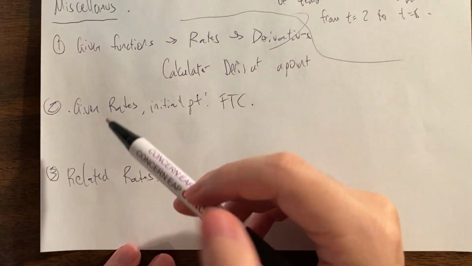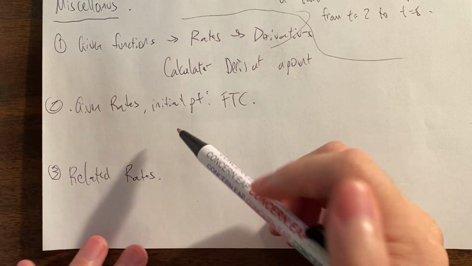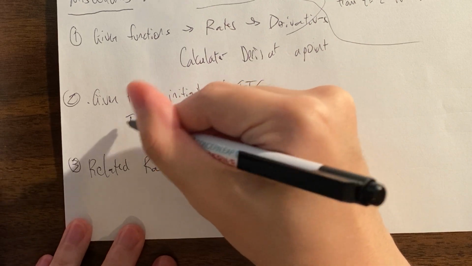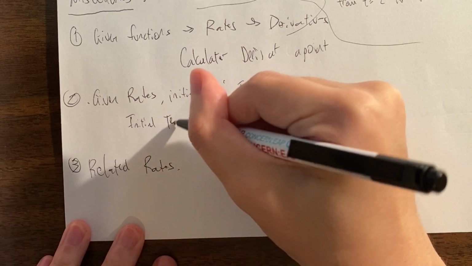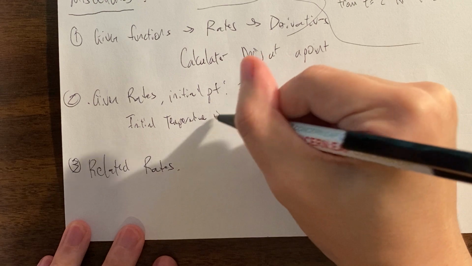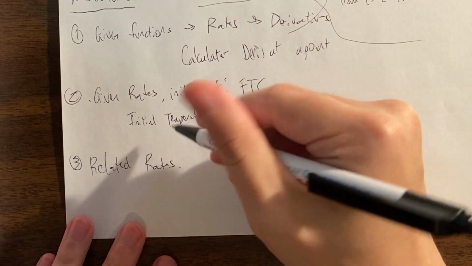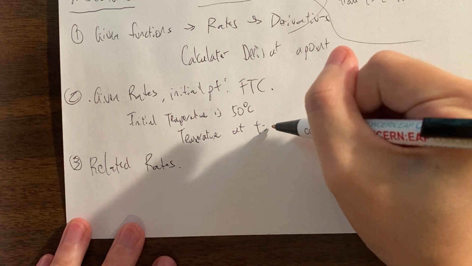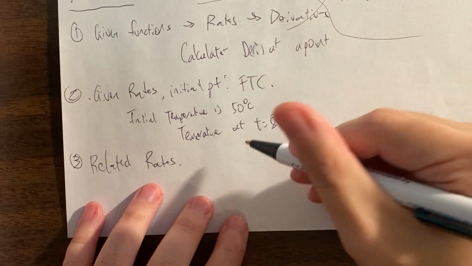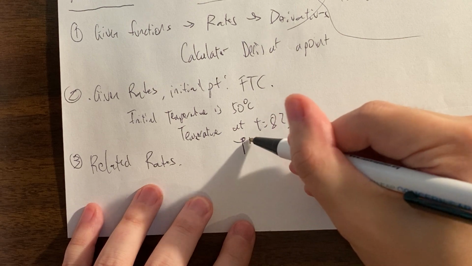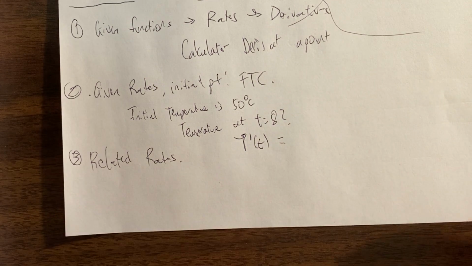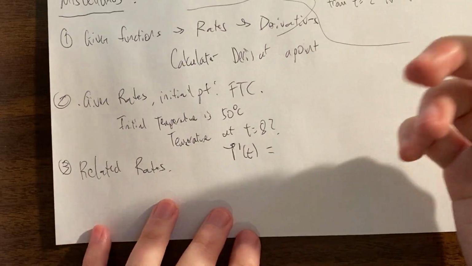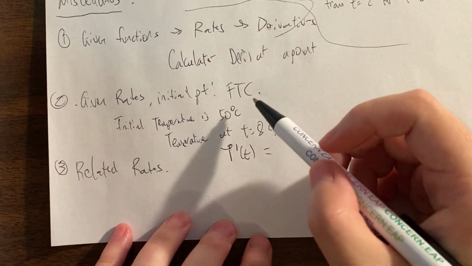The reverse is, of course, when they give you a rate instead, and they give you an initial point, and that's when you use fundamental theorem of calculus. So, for example, they'll say the initial temperature is 50 degrees Celsius. Find the temperature at t is equal to 8 or something. And then they say, I'm going to give you the derivative of the temperature, whatever it is. They'll list it out. Again, this is sort of the conditions for fundamental theorem of calculus.